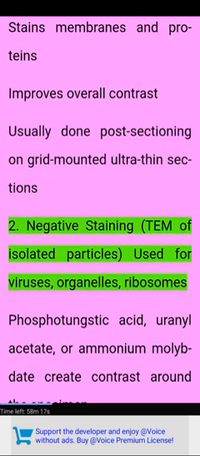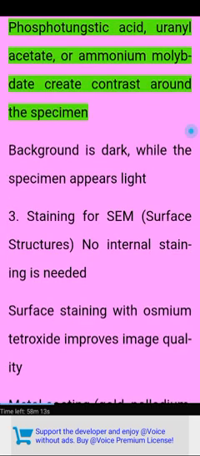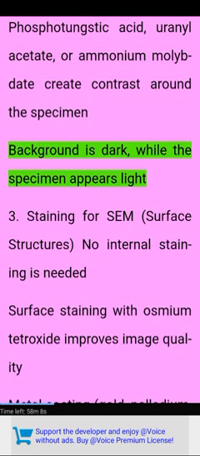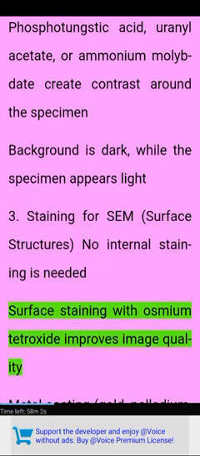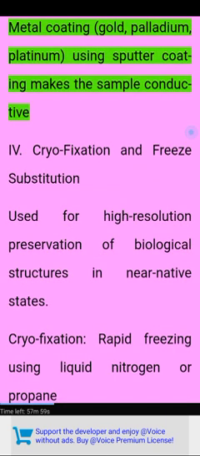2. Negative staining, TEM of isolated particles, used for viruses, organelles, and ribosomes. Phosphotungstic acid, uranyl acetate, or ammonium molybdate create contrast around the specimen. The background is dark, while the specimen appears light. 3. Staining for SEM, surface structures: no internal staining is needed. Surface staining with osmium tetroxide improves image quality. Metal coating with gold, palladium, or platinum using sputter coating makes the sample conductive.